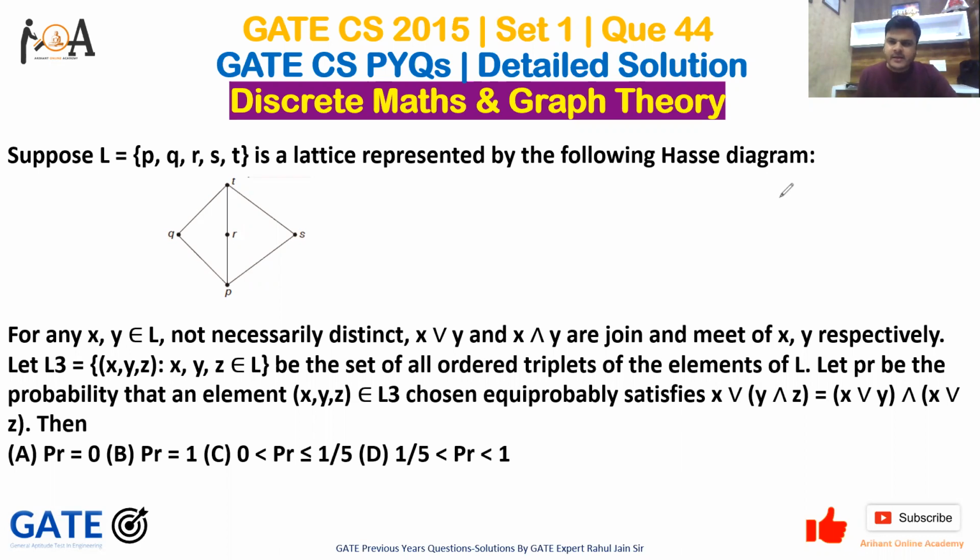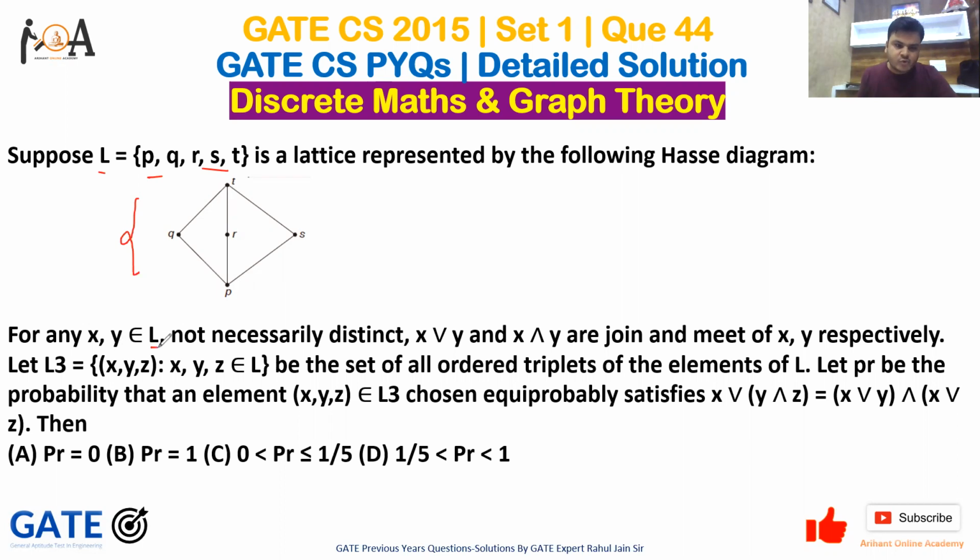And here in the series of GATE previous year question solutions, the question we are discussing is GATE CS 2015 Set 1 question 44 from Discrete Mathematics and Graph Theory. The question is: suppose L = {P, Q, R, S, T} is a lattice represented by the following Hasse diagram. This is the Hasse diagram in front of you, and L is the lattice represented by it.